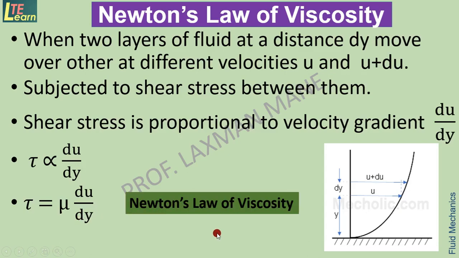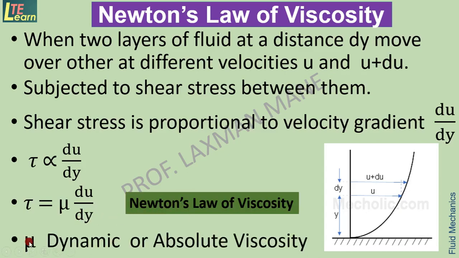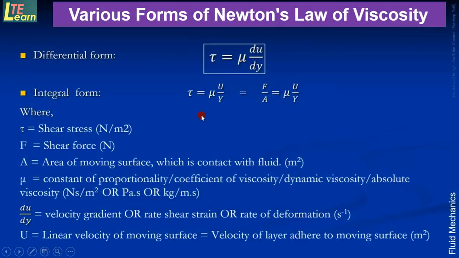This is called Newton's law of viscosity, where mu is the coefficient of viscosity. It is called dynamic or absolute viscosity. Now as far as the various forms of Newton's law of viscosity are concerned, in mathematics two forms are used. One is the differential form, that is Newton's law of viscosity, and the second one is the integral form.